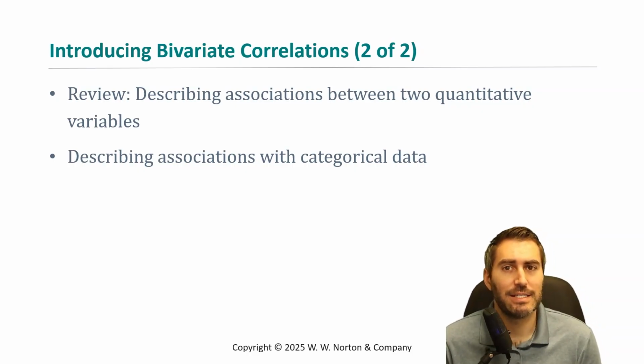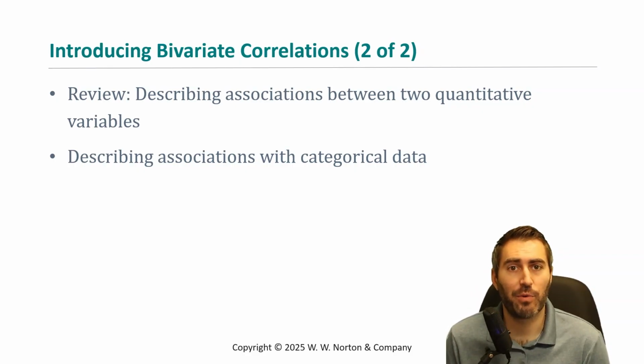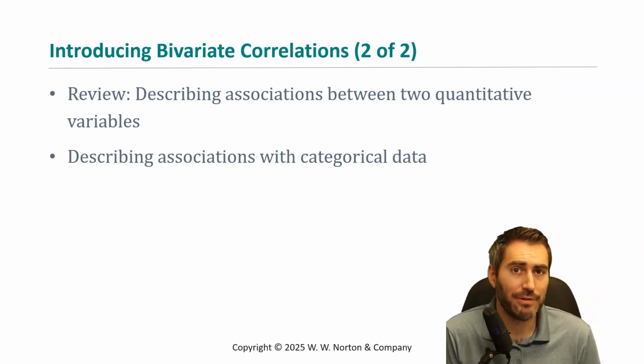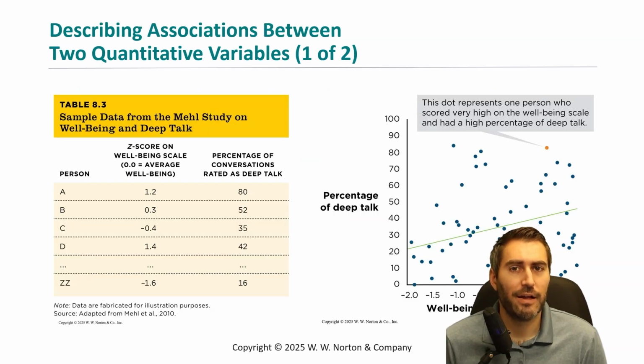Next, we're going to discuss how we need to keep in mind what type of variables we have, and how we would go about examining the relationships differently based on whether we're looking at two quantitative variables or if we have one or more variables that were categorical. Let's first discuss how we can examine associations between two quantitative variables.